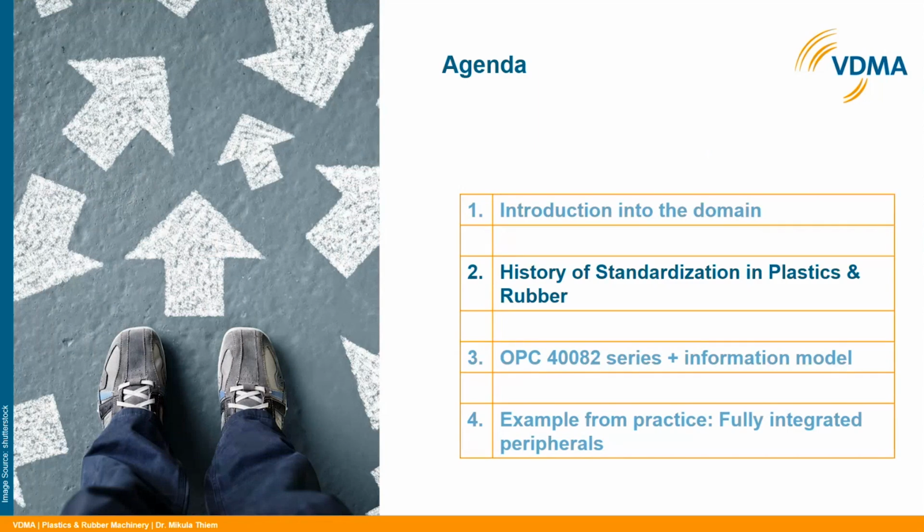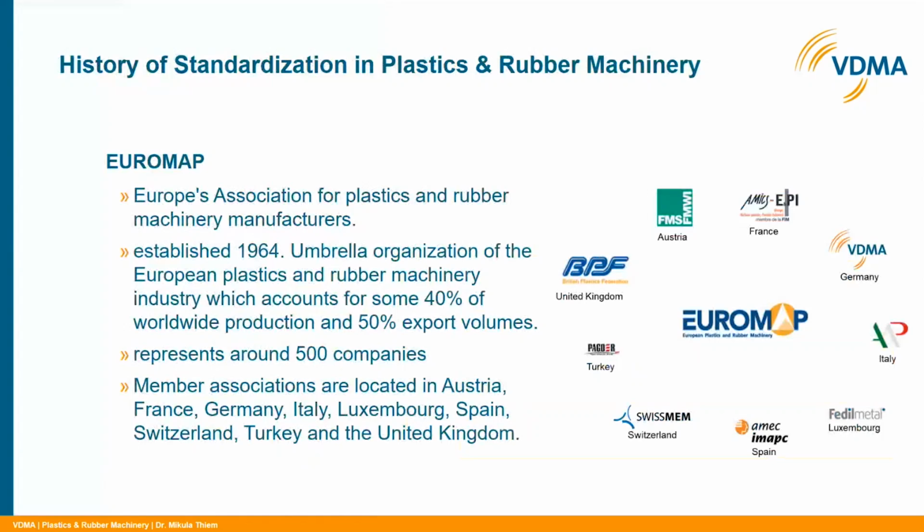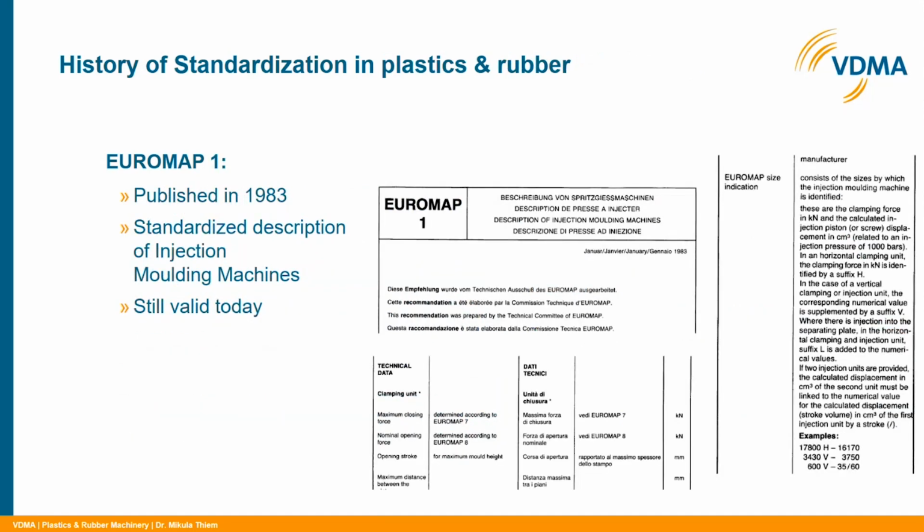And this industry is very familiar with the topic of standardization, because standardization of plastics and rubber machinery is done in so-called EUROMAP technical recommendations. EUROMAP is an umbrella association of the European manufacturers of plastics and rubber machines. And as you can see here on the right side, with the member associations, the German part of EUROMAP is VDMA plastics and rubber machines. So there we are directly involved. These technical recommendations are the standardization of this industry, and this started more than 40 years ago.